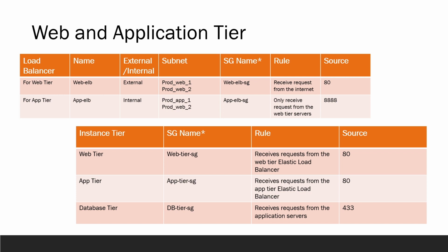The security group name is going to be web security group, and the application security group name is going to be app security group. I use the source port for the web tier as port 80, and for the application tier it is 8888. For the database, I use 1433.